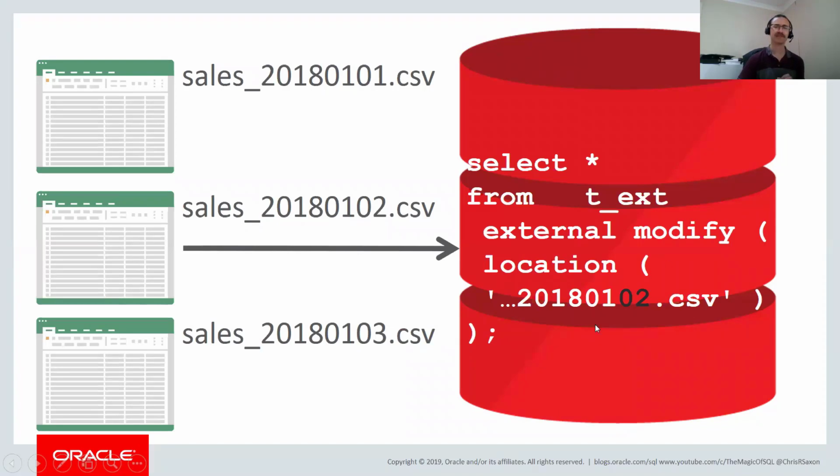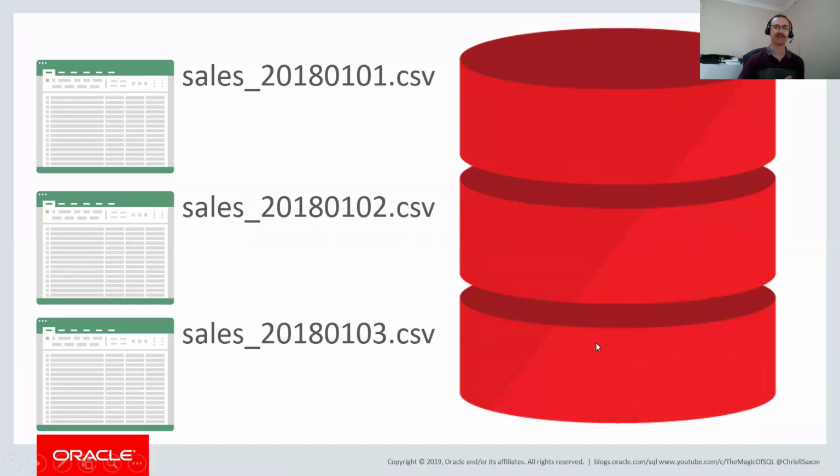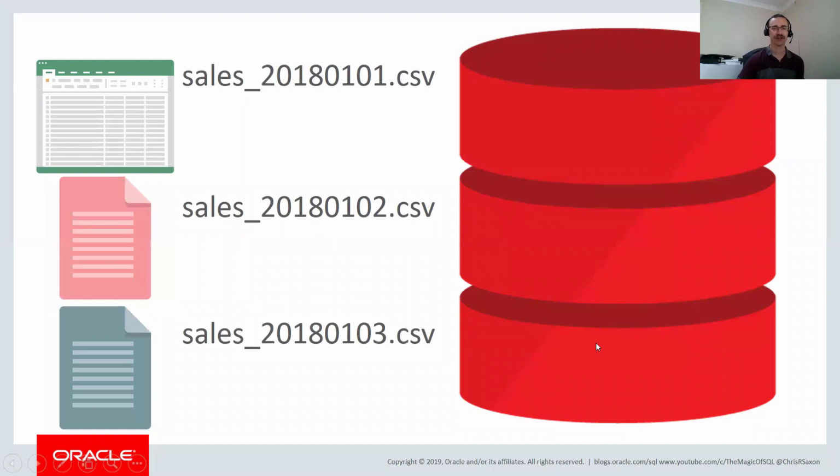But what happens if it's not just the file name that's changing? What if it's actually the structure of the file that changes as well? Maybe something like month end and year end, you get slightly different files with different summary information, or maybe the files just got corrupted for some reason, right? Remember, these are CSV files, they're just text. Anyone can open them up and do whatever they want.